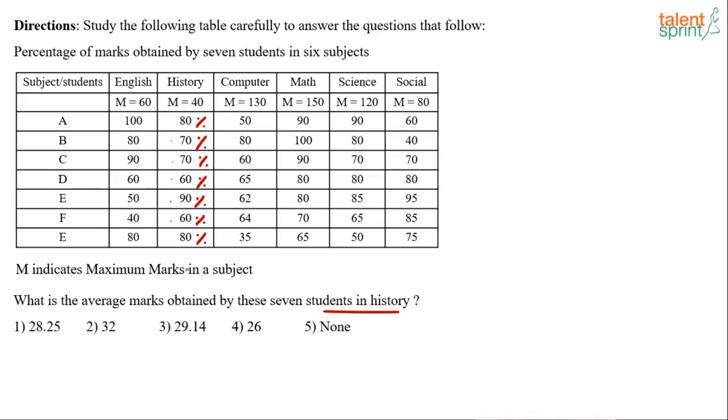But instead, take the average of percentages. Here, maybe the percentages are the same. But in other cases, if the percentages are different and typical, then finding out individual marks would be a waste of time. So first, find out the average percentage. Get the average percentage. 80 plus 70, 150, plus 70, 220, plus 60, 280, plus 90, 370, plus 60, 430, plus 80, 510.